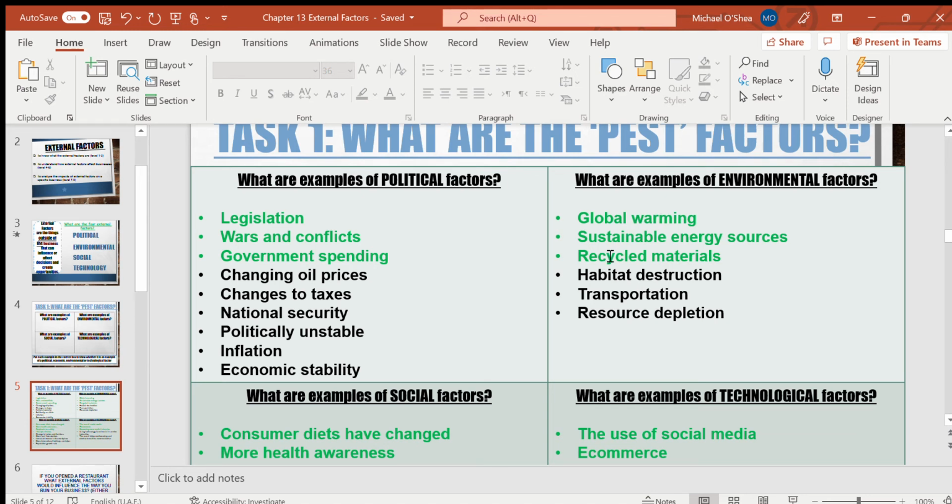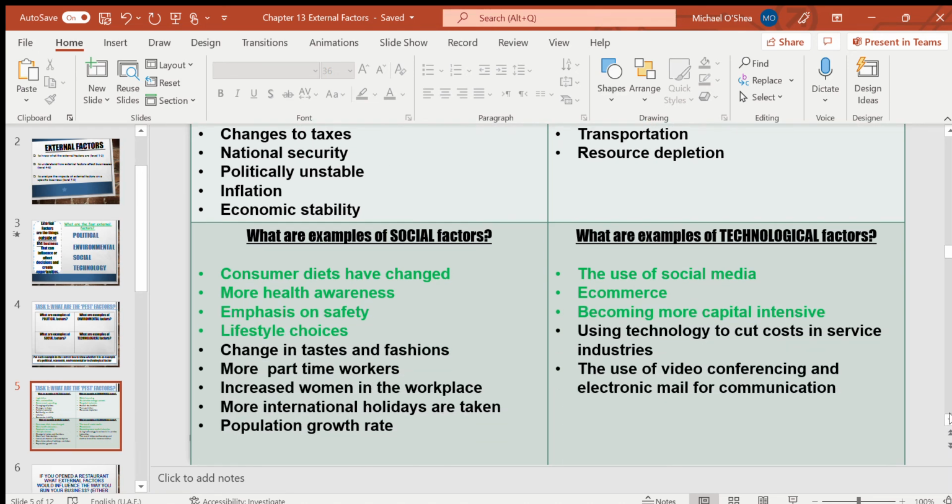Maybe if you think of something like a restaurant, a lot of restaurants would have moved away from using plastics, shops would have moved away from using plastics, and been encouraged not to use them, obviously for biodiversity, for environmental reasons. The social factors are a big one.